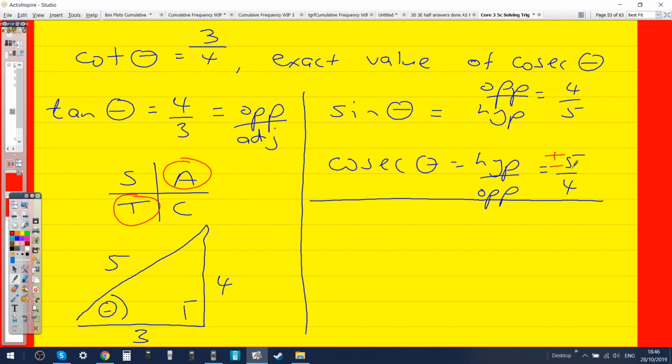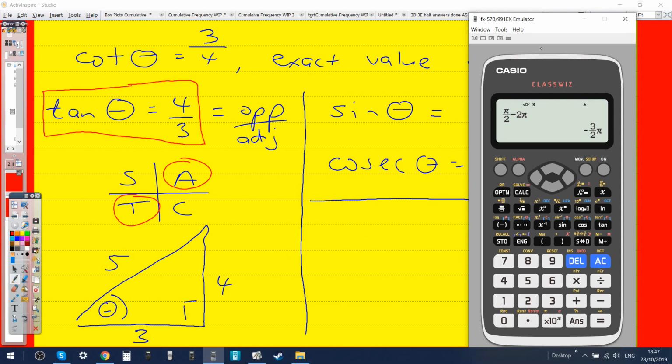If it's in quadrant 1, it's 5/4. If it's in quadrant 3, it's negative 5/4. How do we know which quadrant it's in? We don't. We know it's in either the first or third because the tan of theta gives us a positive number. Tan is positive between 0 and 90 degrees and 180 and 270. If it's between 0 and 90, then sine is 4/5. If it's between 180 and 270, it's minus 4/5.